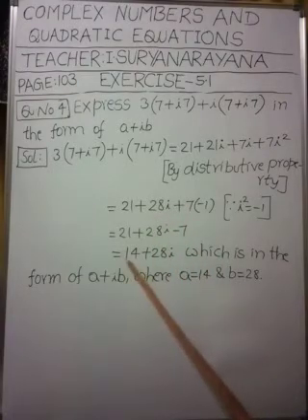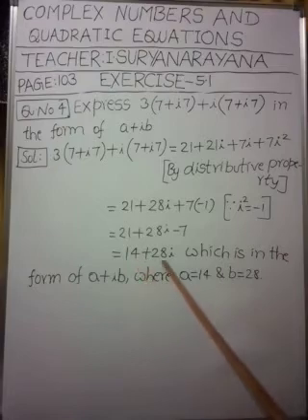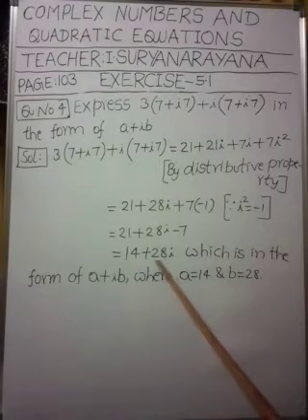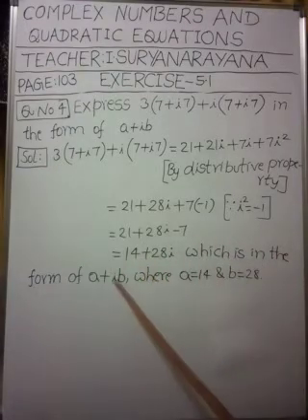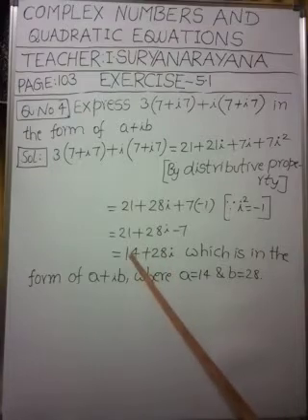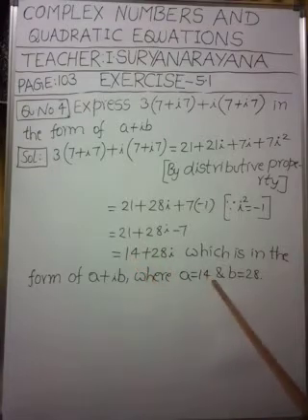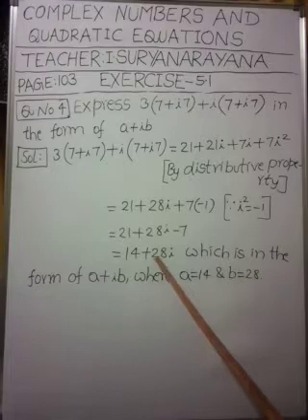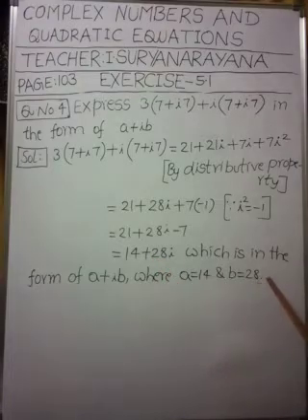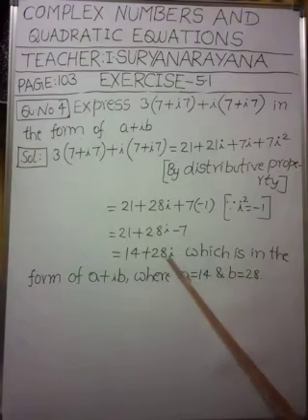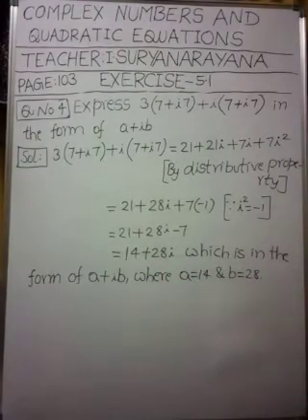Right. So finally, this is the final result after simplification, which is in the form of a plus ib, where a is equal to 14, that is, the real part is equal to 14 and the imaginary part is 28. Remember this, my dear children. Imaginary part means the coefficient of I in this complex number. Okay, my dear children? Right.